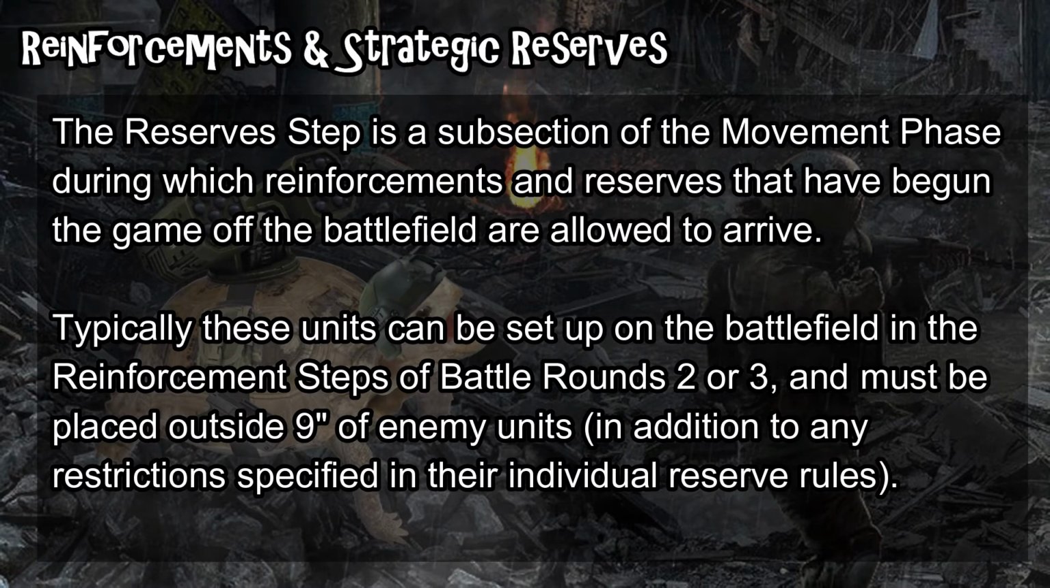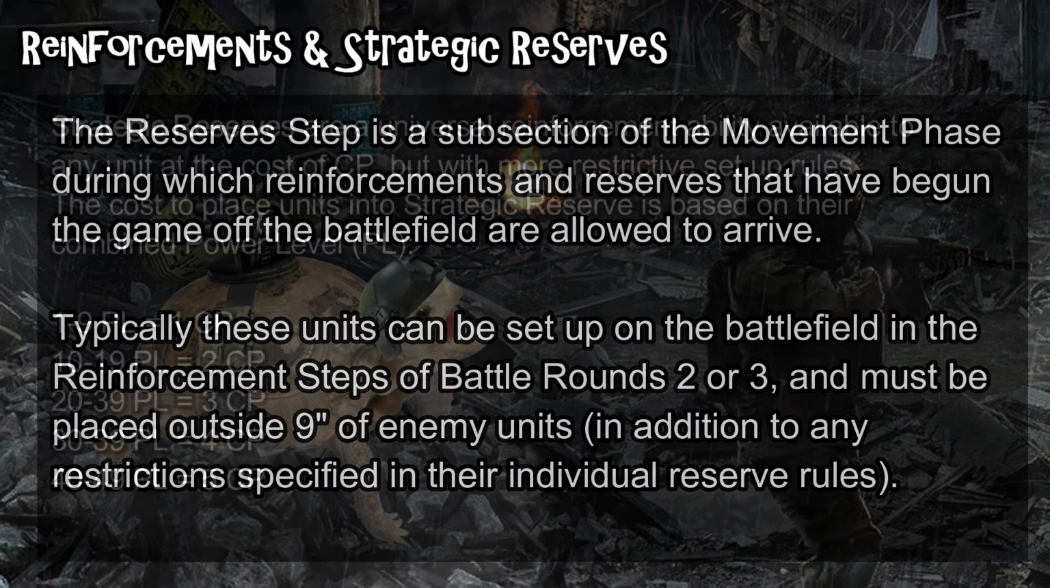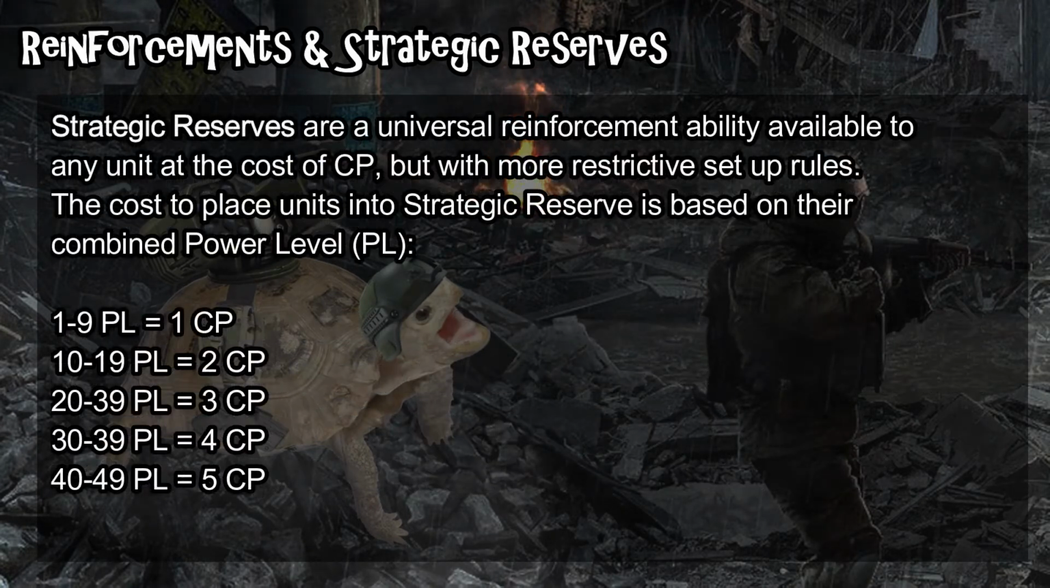Now, a lot of these models can be placed anywhere on the table, but some models that are outflanking, for example, have to be placed wholly within a distance of the table edge, and an example of this are strategic reserves. Strategic reserves is a way to enter any of the models that you want in your army into reinforcements. The cost to place units in strategic reserve is essentially the combined power rating of all of your units entering strategic reserve. Placing any units into strategic reserve costs you 1 CP. If your units are 10 power level or more, it will cost you 2. If they're 20 power level or more, it will cost you 3, and so on and so forth.